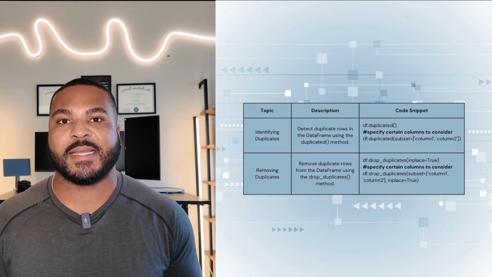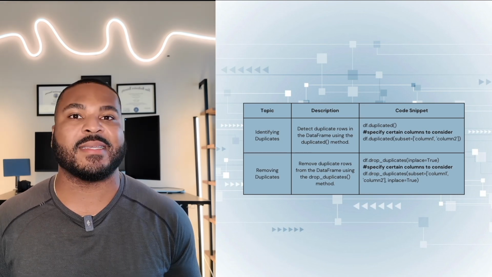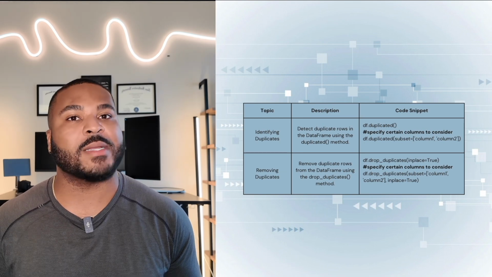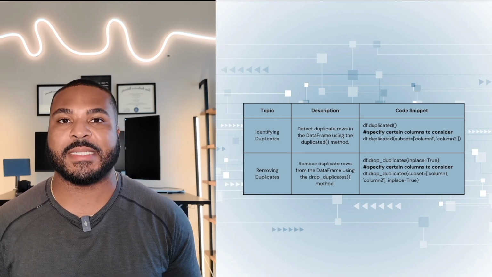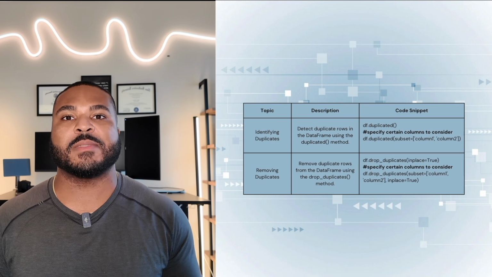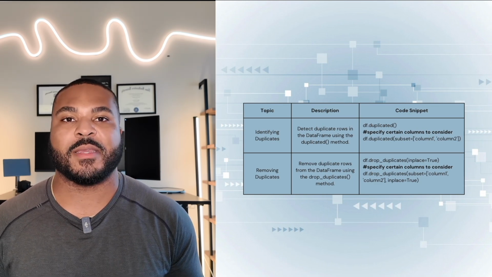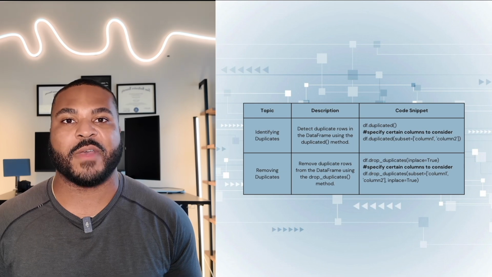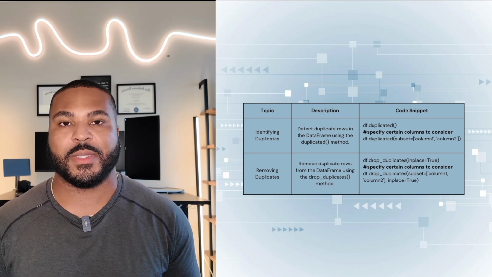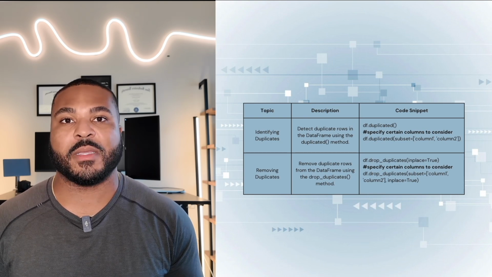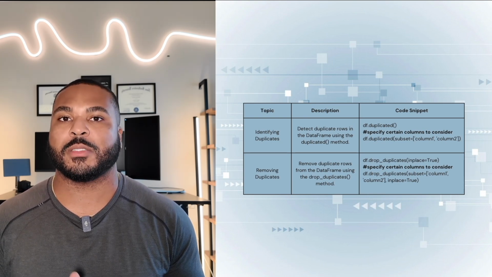Duplicate rows in a dataset can skew analysis and lead to incorrect conclusions. Identifying duplicates is an important step in data cleaning to ensure the dataset's integrity. Pandas provides the duplicated method to detect duplicate rows. The duplicated method returns a series of Boolean values indicating whether each row is a duplicate as true or not, showed as false. By default, it'll consider all columns to determine duplicates.